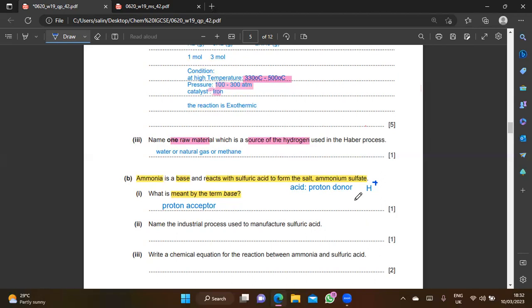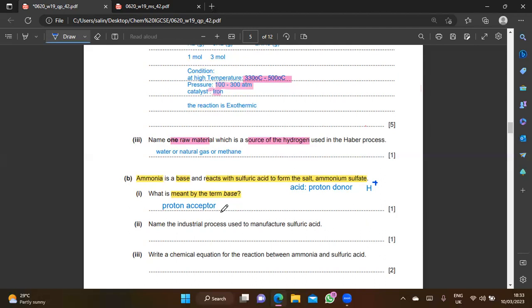If that is the case, your base or alkali is the opposite. In order to define your base or alkali, just define the opposite of the definition of your acid. If acid is a proton donor, a base would be a proton acceptor. As simple as that. Gina, Fatima, is that all right? Yes. Okay. I do hope after this you can remember this.